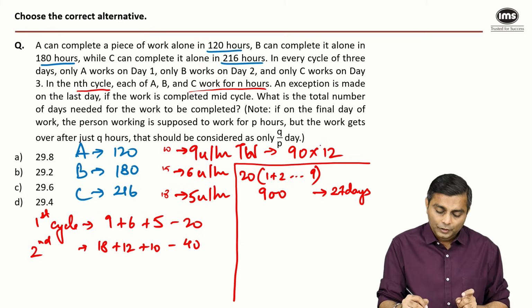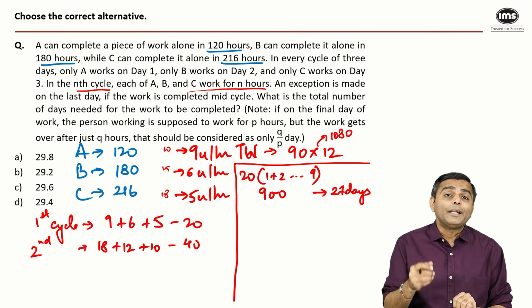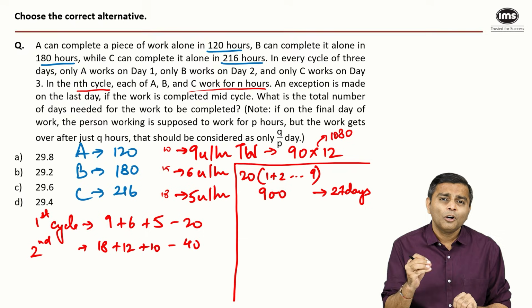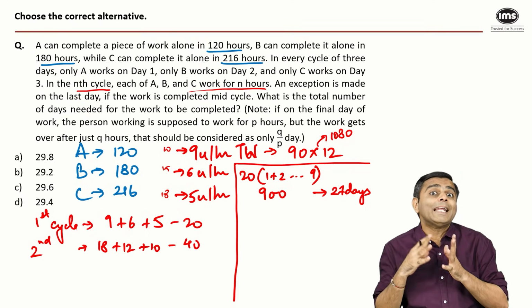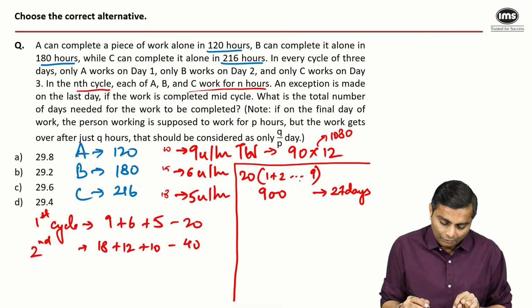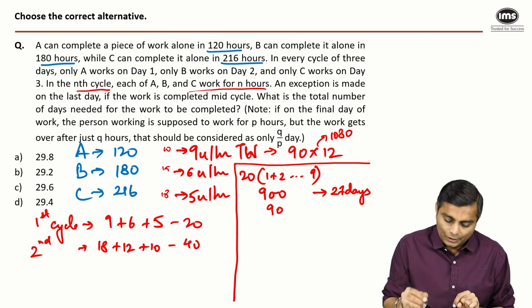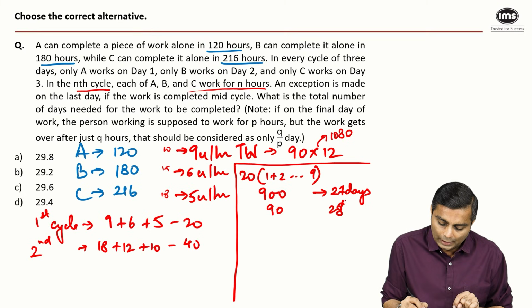Where do we have to go? We have to reach 1080 units. On the 28th day, that's the 10th cycle, so A is going to work for 10 hours. When A works for 10 hours, A is going to contribute 90 more units on the 28th day. Correct?